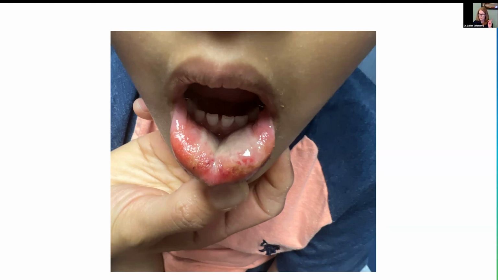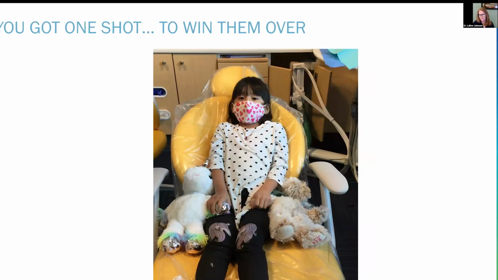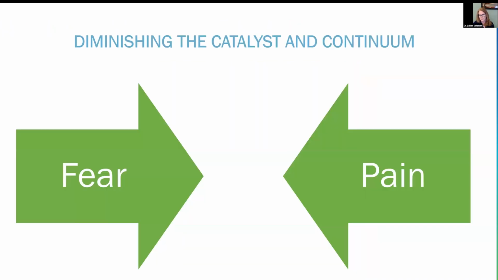There might be paresthesia, because oftentimes we anesthetize near the mental nerve, and as it exits, they might feel their lip feels a little funny, but not to the level they're going to chew it like this. Very different. So you got one shot literally to win them over. We want to be compassionate. We love these children, take care of them.